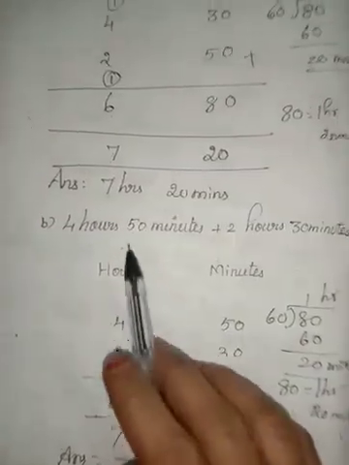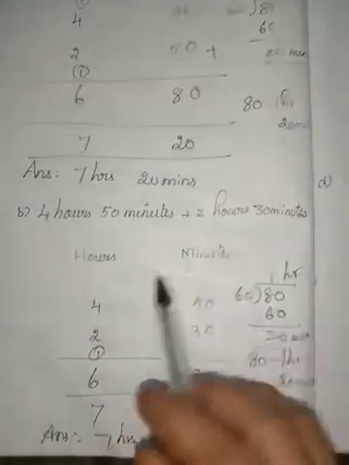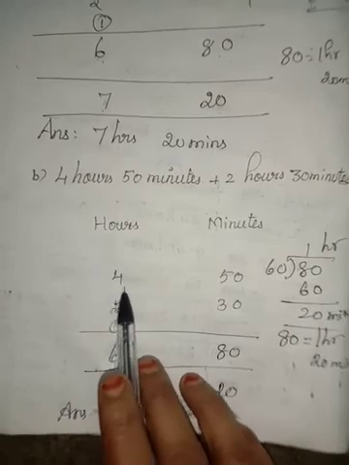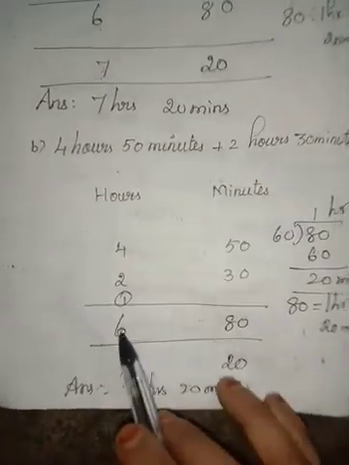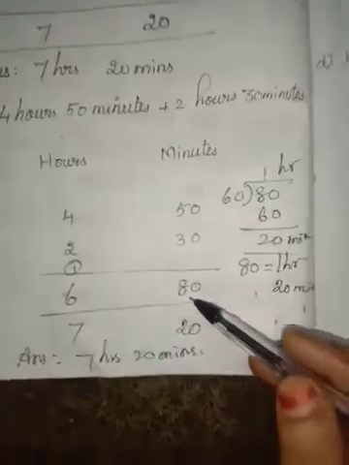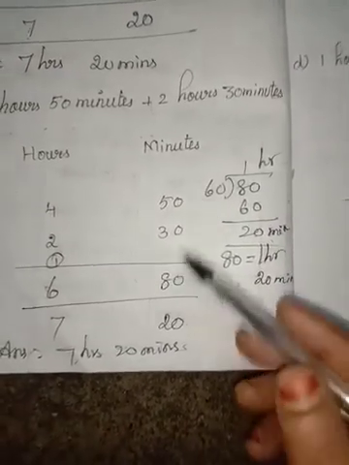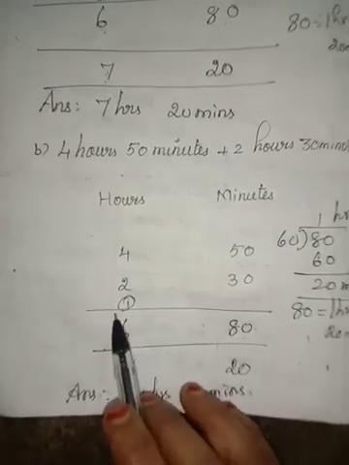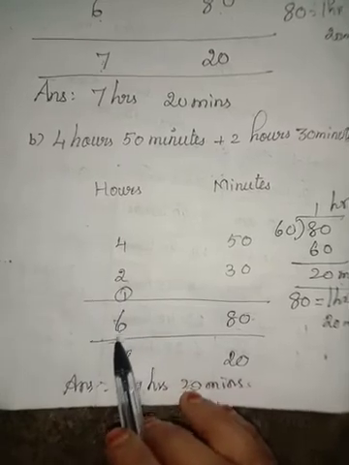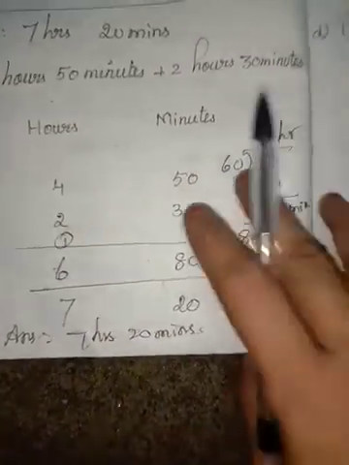Coming to the next one, ma'am, 4 hours 50 minutes plus 2 hours 30 minutes. So we have to add 4 hours 50 minutes and 2 hours 30 minutes. We get 6 hours 80 minutes. 80 is converted as 1 hour 20 minutes. So write 20 in the minutes column, and we have to add the 1 to the 6. We get 7. So the answer will become 7 hours 20 minutes.